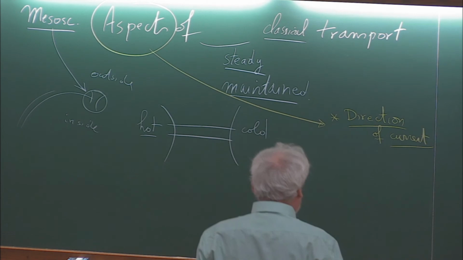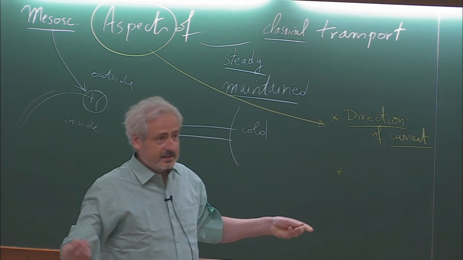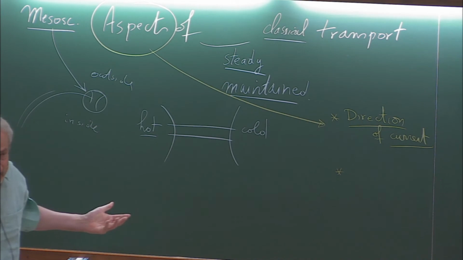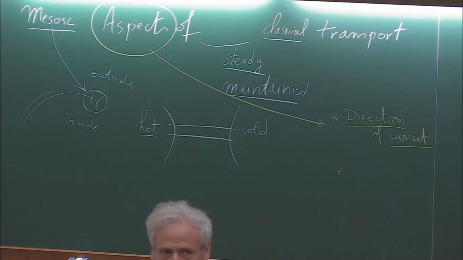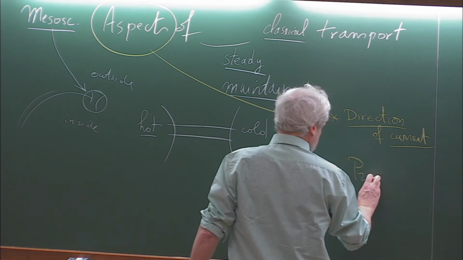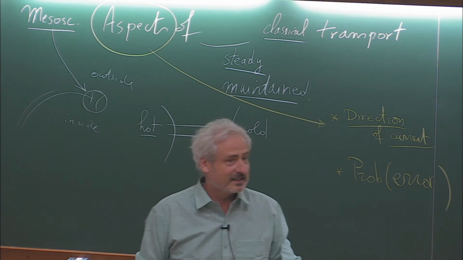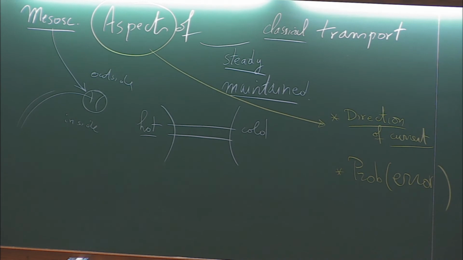Then, once we say direction of current, maybe I can immediately ask you, what is the probability of an error? You know, maybe it is in some context even important to understand what is the probability that, quote-unquote, things go wrong, that you get a flow in the other direction, that would be a fluctuation. So what's the probability of a fluctuation? Can you say something about such probabilities of an error? And by error, I do not mean something which is fundamentally wrong, but something which is driven by fluctuations, obviously. And we would like to have quantitative estimates or comparison estimates, how to understand that.